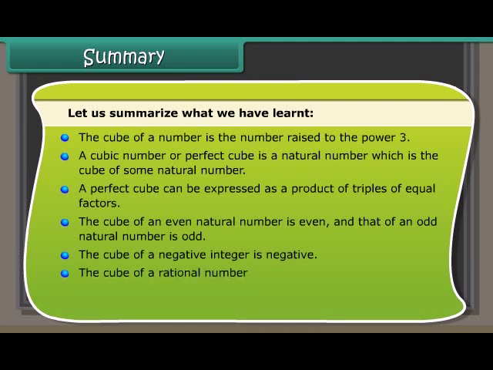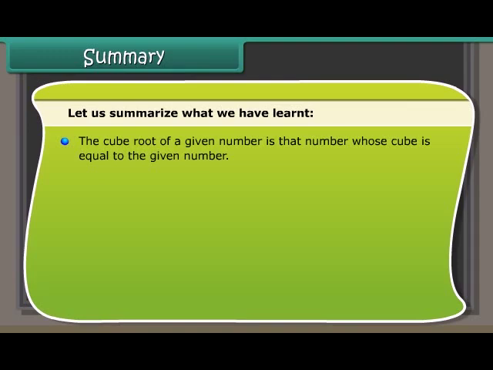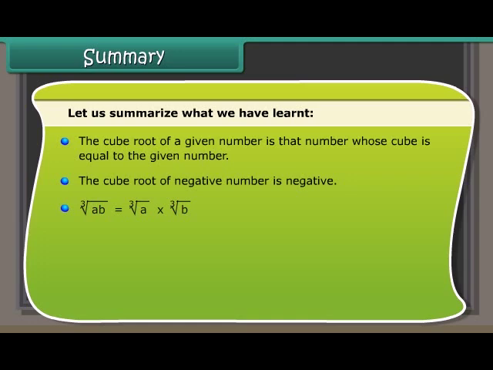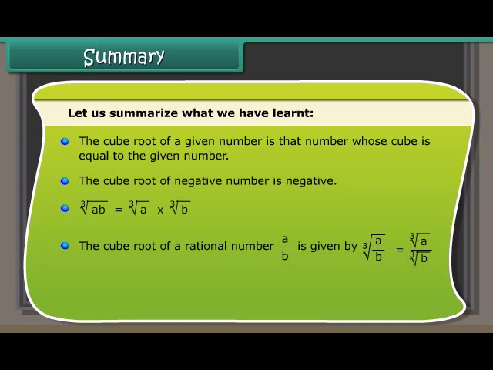The cube of a rational number a upon b is (a/b) whole cubed, which is equal to a cubed upon b cubed. The cube root of a given number is that number whose cube is equal to the given number. The cube root of a negative number is negative. The cube root of ab is equal to the cube root of a × the cube root of b. The cube root of a rational number a upon b is given by the cube root of a/b is equal to the cube root of a upon the cube root of b.